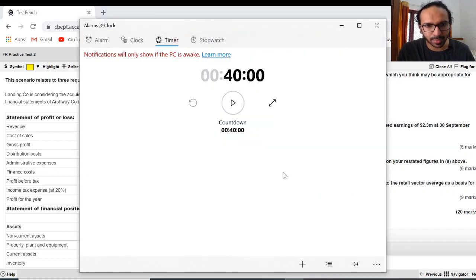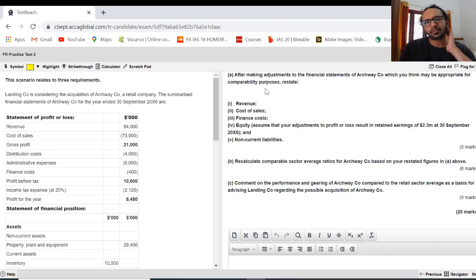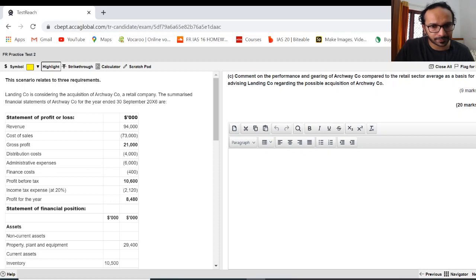So timer, again I'm going to put a 40 minute timer. Let us see whether we can do this in 40 minutes. So requirement A, I am reading. After making adjustments to the financial statements of Archway Company, which you think may be appropriate for comparability purpose, you'll have to make certain adjustments, and then you'll have to again calculate: revenue, cost of sales, finance cost, equity and non-current liability. These things you'll have to recalculate.